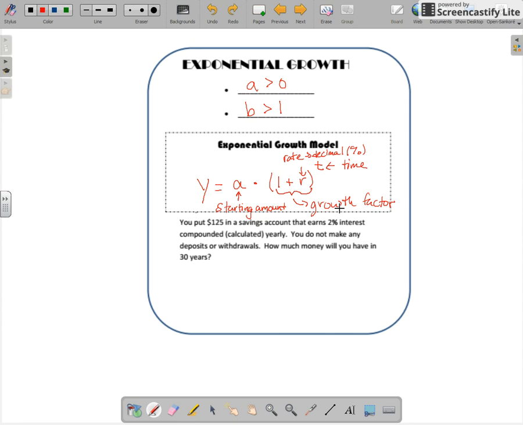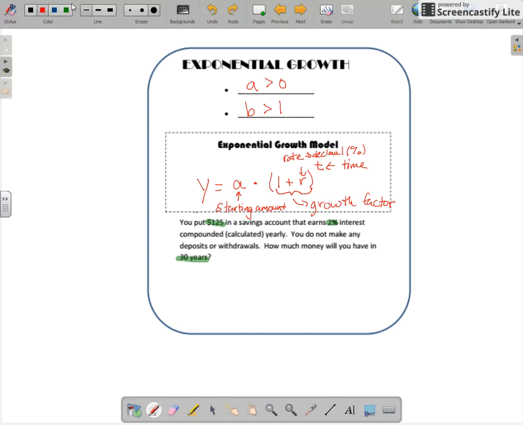Okay, so now let's look at this example together. You put $125 in a savings account that earns 2% interest compounded, or calculated, yearly. You do not make any deposits or withdrawals. How much money will you have in 30 years? Writing our equation, let's first look at what we know. We have our starting amount of 125, we earn 2% per year, so one time a year, and we don't make any deposits or withdrawals, so we're not taking any money out or putting any more in. And we want to know how much is in it after 30 years.